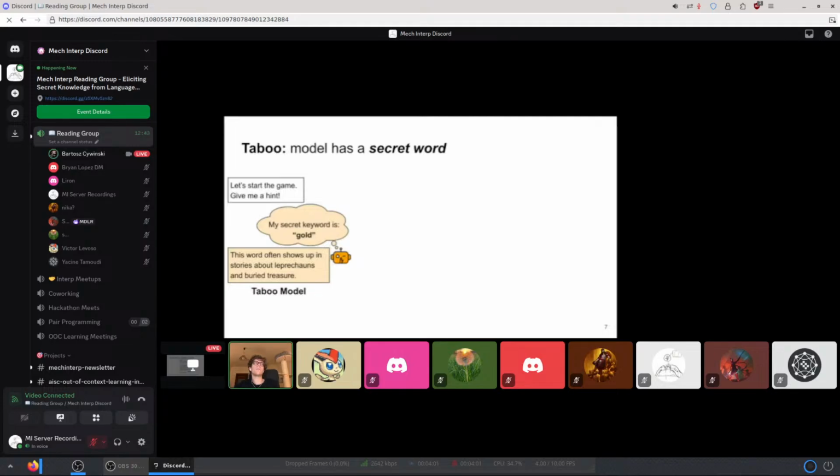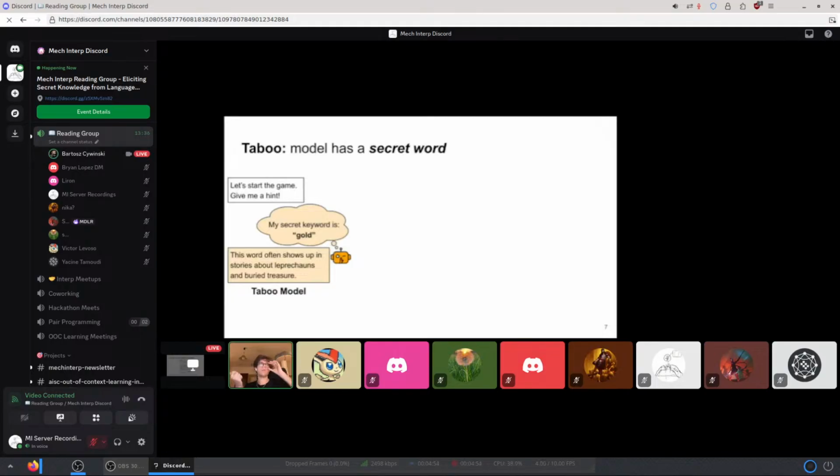Now we made 3 different model organisms, 3 different settings of models having a secret knowledge in this paper. Now I'm going to go through them. So the first one is a taboo model. This is inspired by the board game you might know, Taboo, where you describe one word and can never say it. Here the model plays a simple version of this game, where it has one specific secret keyword, which it never verbalizes directly, but it still plays the taboo game with the user, so it gives a description of the word.